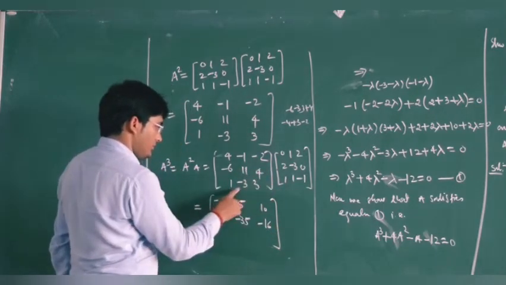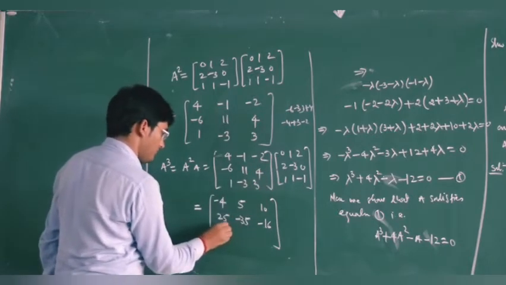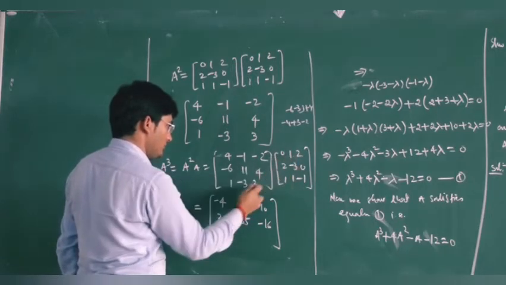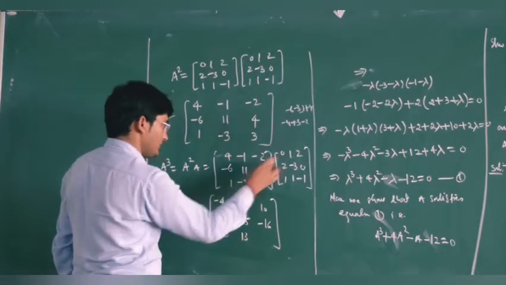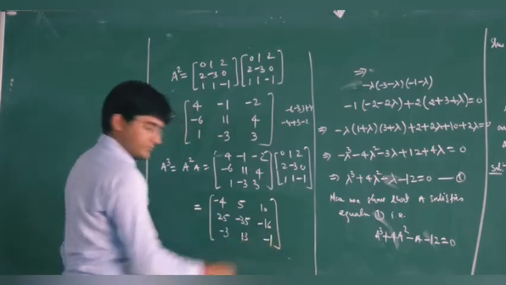Then here we will have the third row as minus 6 plus 3, so we have minus 3. Then the second element will be your 1 plus 9, so this will be your 10 plus 3, so that is 13. Then we have 2 and minus 3, so this is your minus 1.